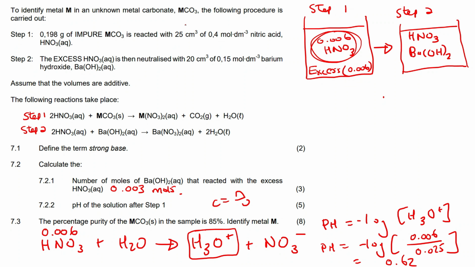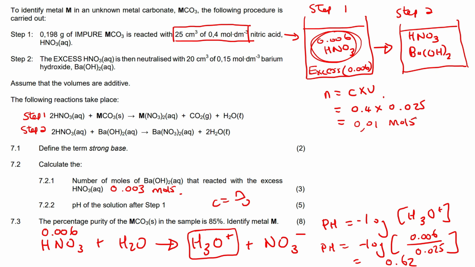Check this out. In step 1, we know how much nitric acid we were given in the very beginning, but we know that a lot of that was in excess. But look at this. We can take that nitric acid that was originally placed in this container, and we can work out its moles, which is 0.4 multiplied by 0.025. Remember to convert to decimeters. If in doubt, use decimeters. And that's going to give us 0.01 moles. Check this out, guys. That means that we originally started with 0.01 moles of HNO3.